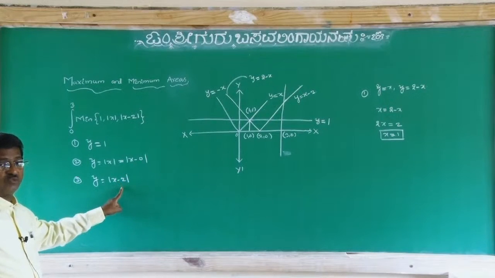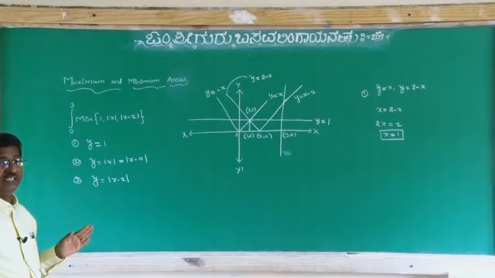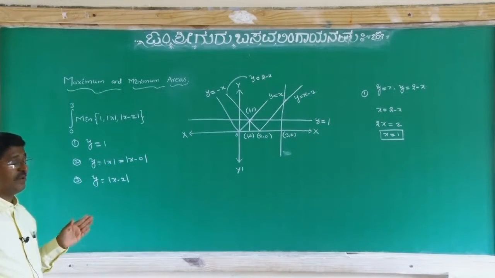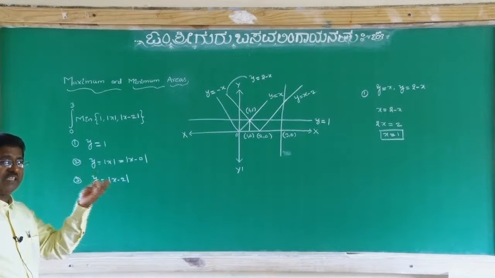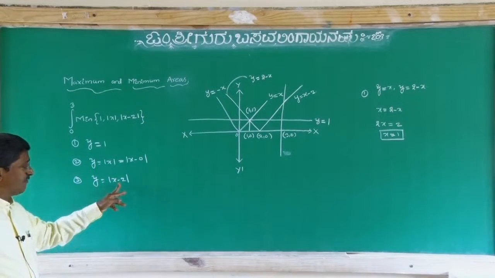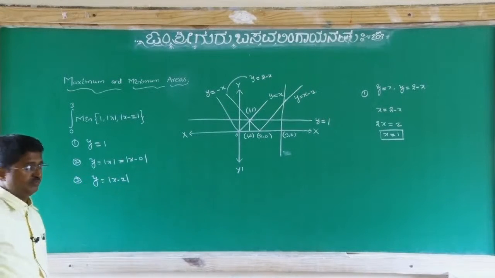Mod of x minus 2, where x equals 2, is called the critical point. At the critical point, break the interval. What is the reason for breaking the interval? The given function is not differentiable at x equal to 0 for mod x, and for mod of x minus 2, it is not differentiable at x equal to 2.